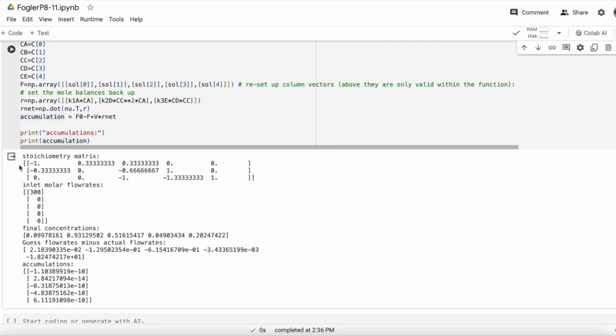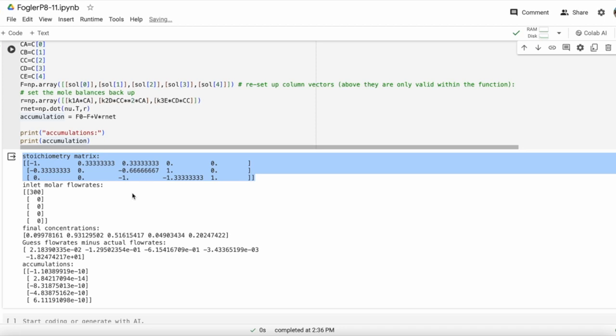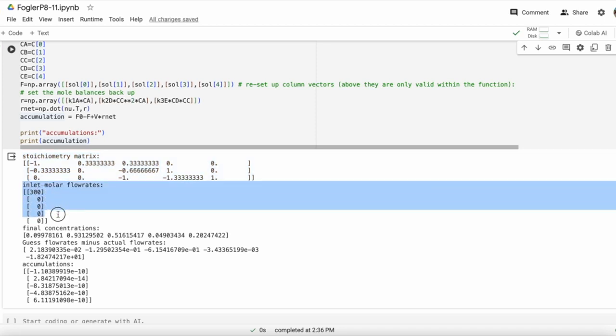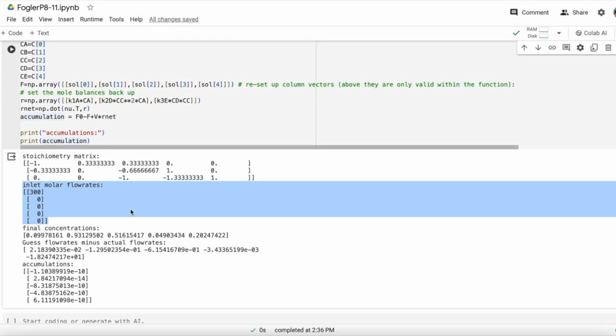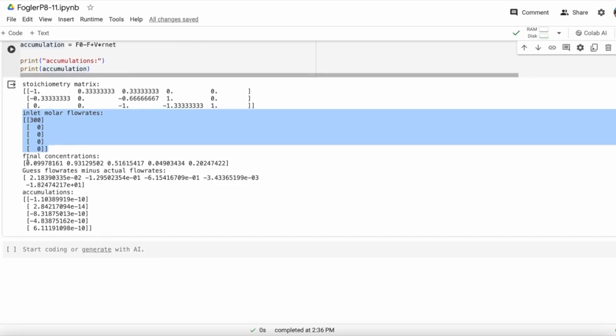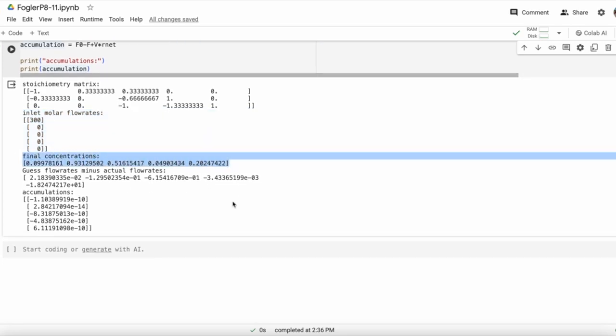We see the repeat of my stoichiometry matrix. So if you're having problems, first thing to do is check that, make sure you got it right. I already entered it in properly. This is my vector of inlet molar flow rates. So I had species A coming in at a concentration of 3 molar and a volumetric flow rate of 100 liters per minute, and nothing else coming in. So that looks correct. Here are my final concentrations. This is the answer.